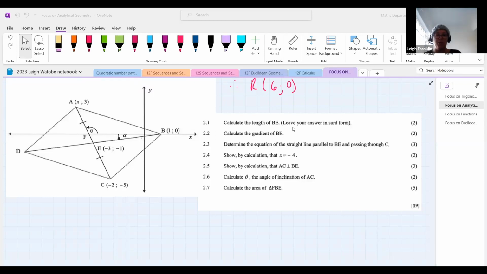In this particular question, you can see we see the same sort of things. In 2.1, calculate the length. 2.2, the gradient. 2.3, the equation of a straight line. Question 2.4 is an x coordinate. Again, proving that lines are perpendicular. We've been through all of this. Calculating theta and angle of inclination. Look here at question 2.7. This is the reason I really wanted to do this question with you guys, because now they ask us to calculate the area of a triangle. So again, it's all that usual stuff and then something that is a little bit more unusual.